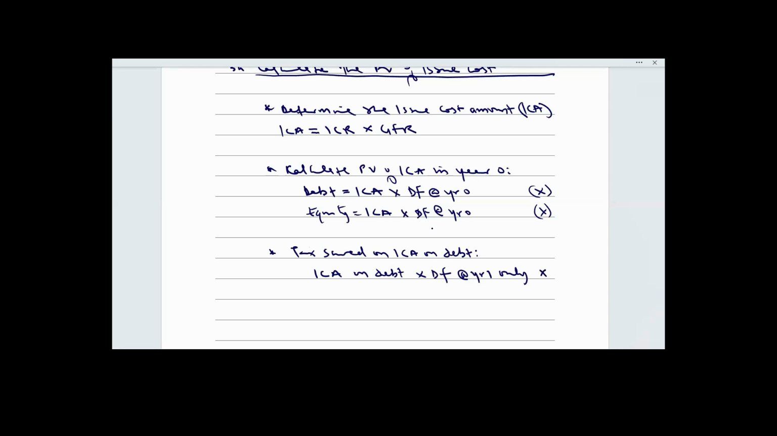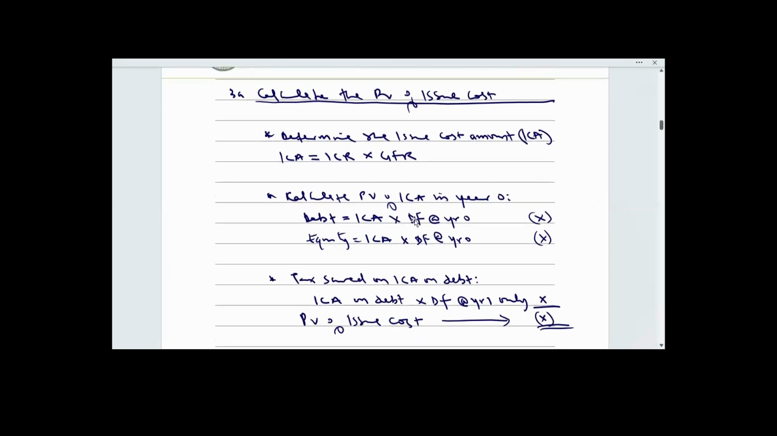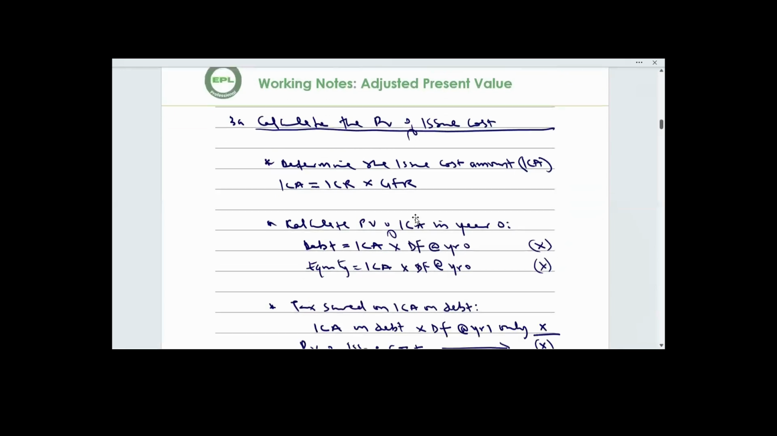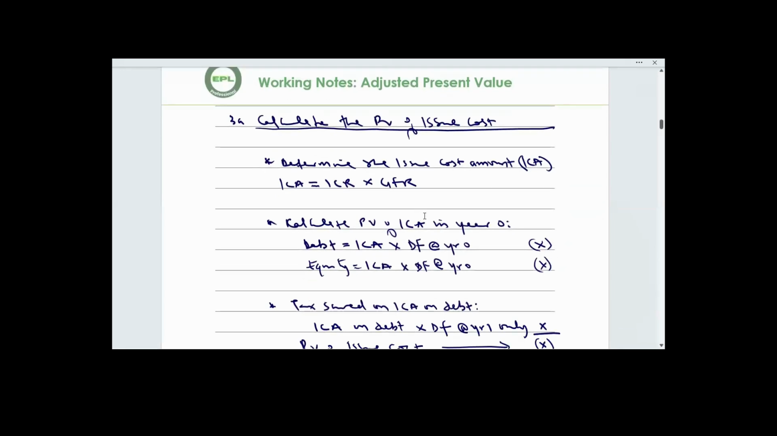So it's a cash inflow. At the end of the day, you add up the three present values, and they are going to have a negative. This will represent the PV of issue cost. So you keep it on one side, you go and do the remaining ones. These are the formats you are going to use whenever you want to calculate the PV of issue cost.